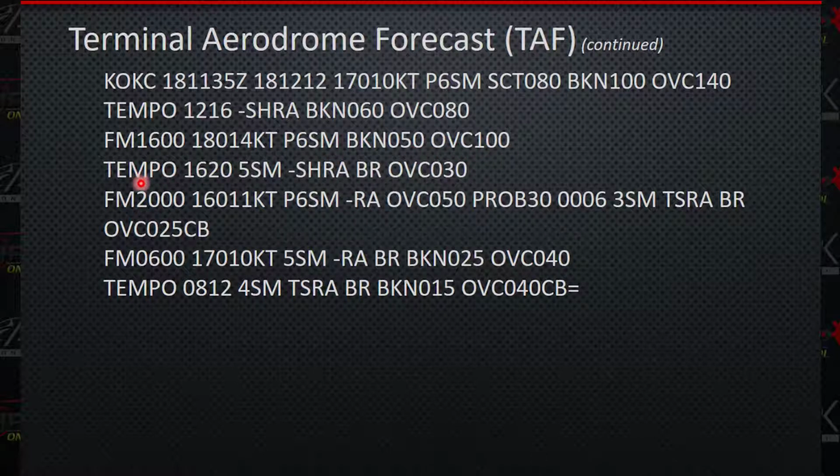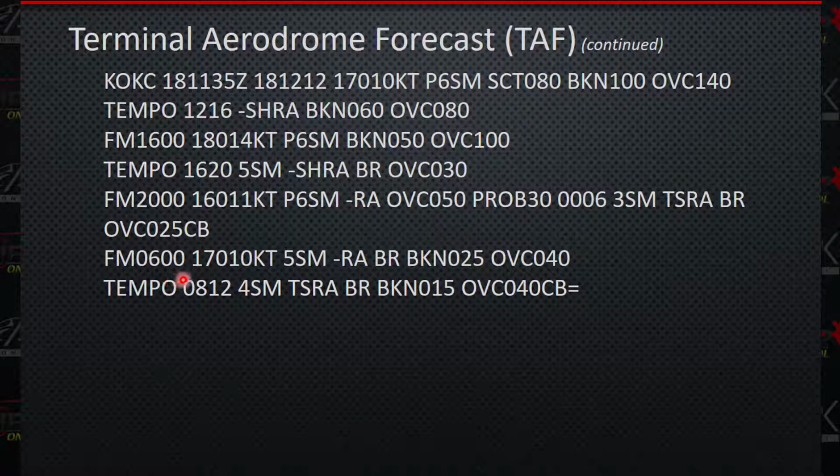And then here again, we've got another tempo group. So temporarily between 16Z and 20Z, you're going to have 5 statute miles with light rain, showers, mist, overcast at 3,000. And then from 2000, you're going to have 160 at 11 knots, greater than 6 statute miles, light rain, overcast at 5,000, with a probability of 30% between 00Z and 06Z of 3 statute miles with rain showers and thunderstorms, mist, overcast at 2,500 feet with cumulonimbus clouds.